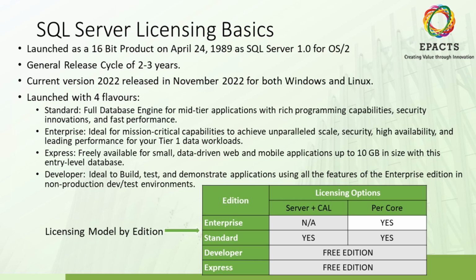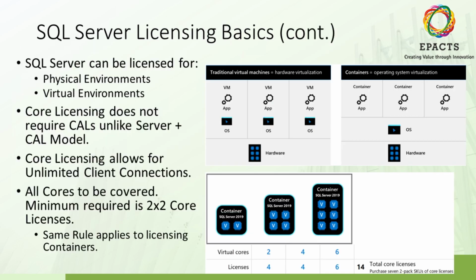Now, the tipping point where we say go for a core-based license as compared to a server CAL model is that your server license plus 35 CALs works out to the same as a 4-core license of SQL Server Standard Edition. SQL being an application server can be licensed at the physical layer as well as at the virtual layer. And as I mentioned before, core-based licensing does not require CALs, unlike the server CAL model.